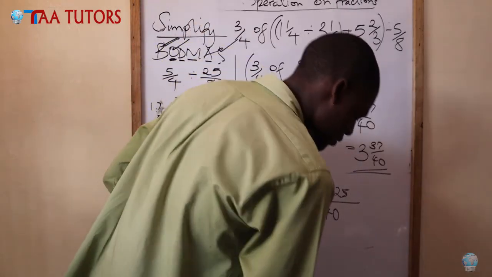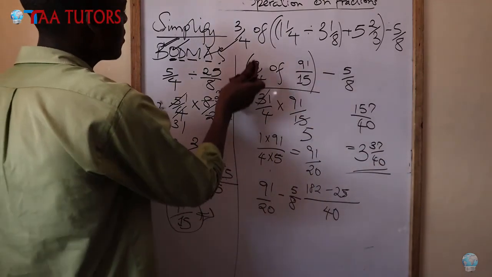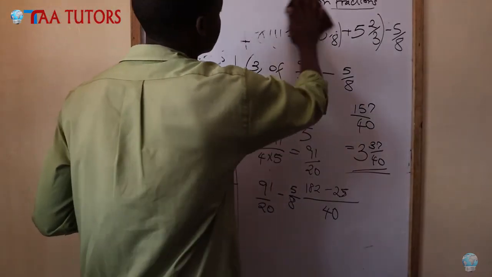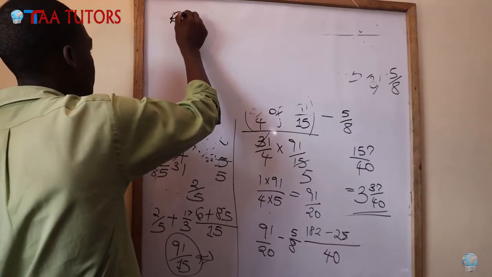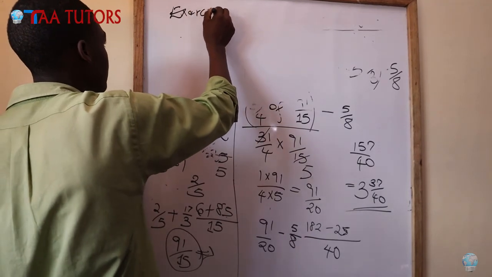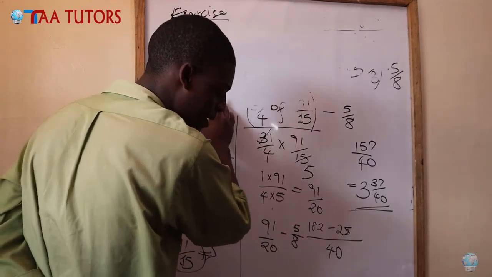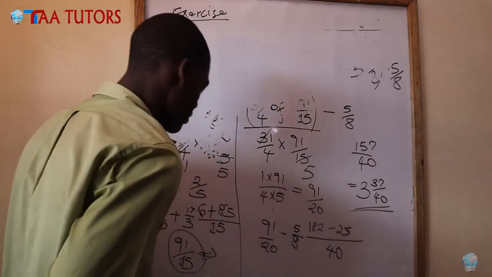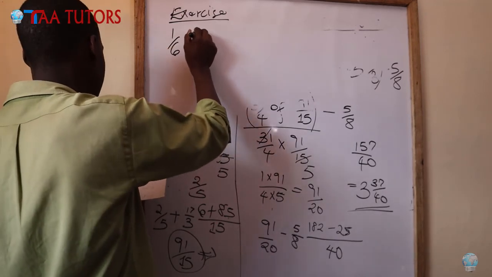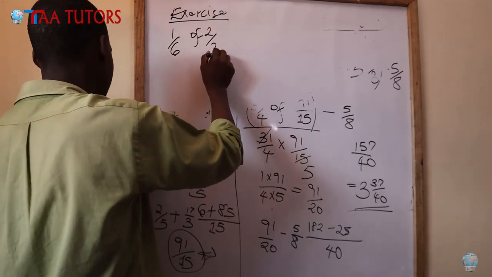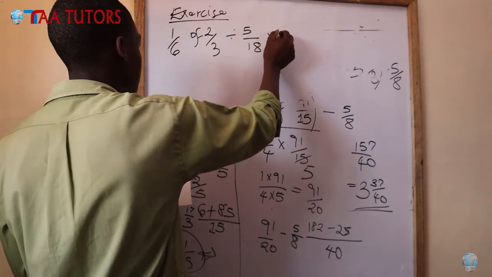In combined operation, you can also do this at home, just to gauge yourself if you understand or if there's still a problem. And if you encounter a problem, just go to comment section and we will follow up to help you. 1 over 6 of 2 over 3 divided by 5 over 18 times 5 over 12.